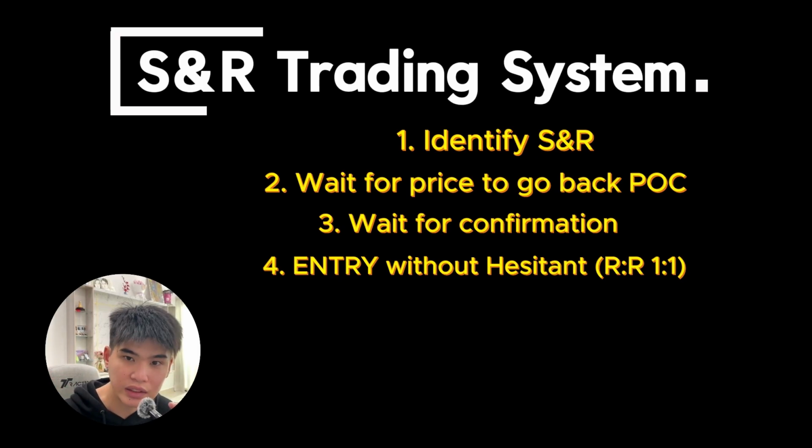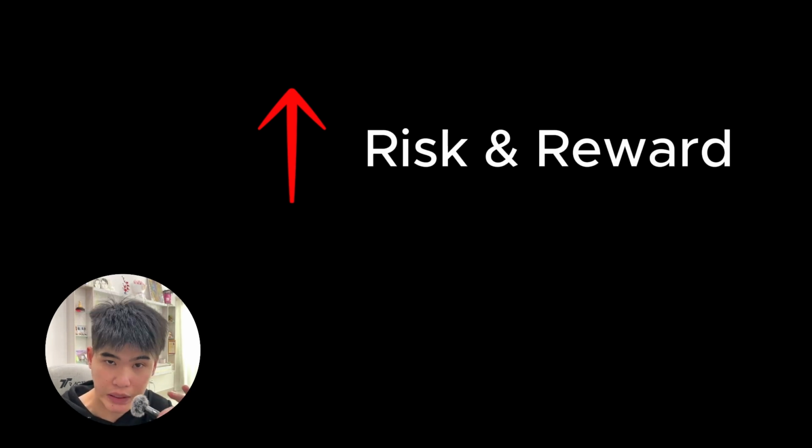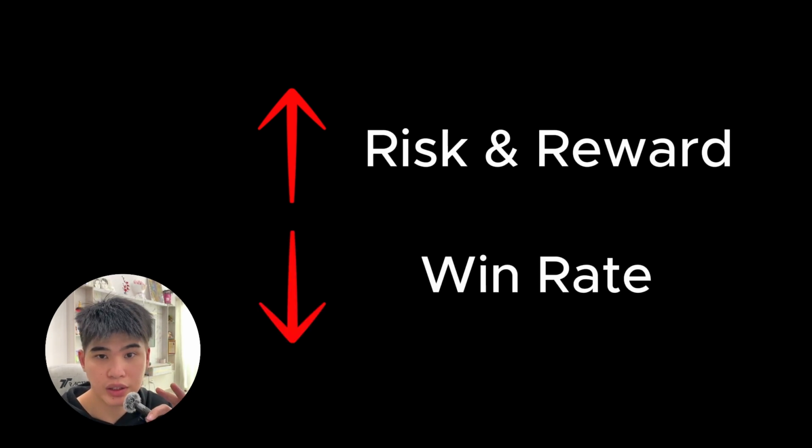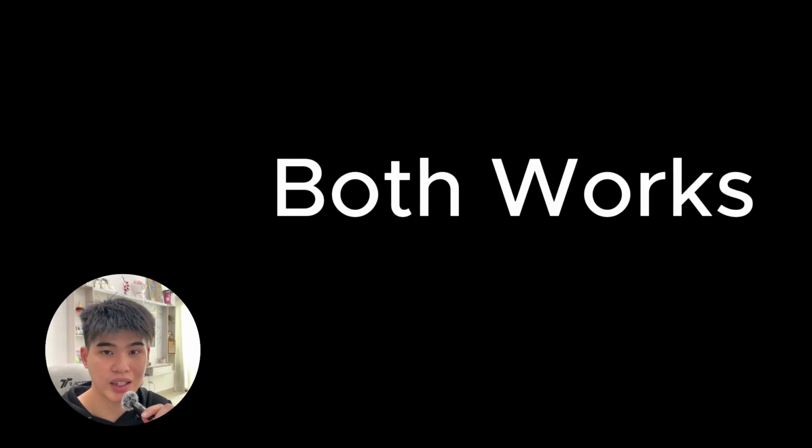And once you enter, set your take profit and stop loss to a 1-to-1 risk and reward ratio. I'm pretty sure most content creators or traders will tell you that you should set your risk and reward to at least 1-to-2, 1-to-3, or 1-to-4. There's no right or wrong on this, but you need to understand that the higher your risk and reward ratio is, the lower your win rate will be. And the lower your risk and reward is, the higher your win rate is. Regardless, both work, but you need to pick your battles and accept the consequences.